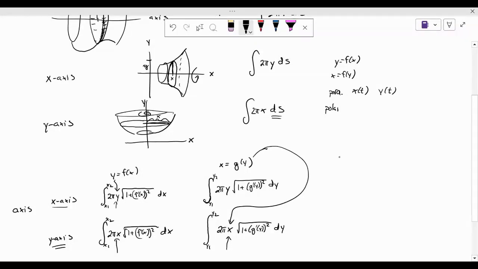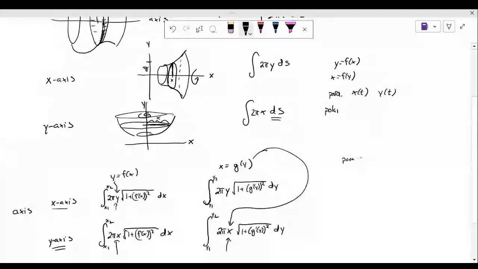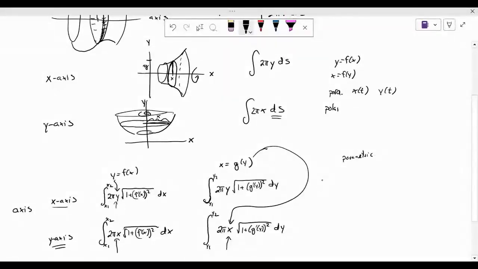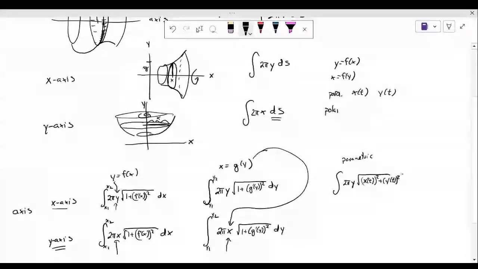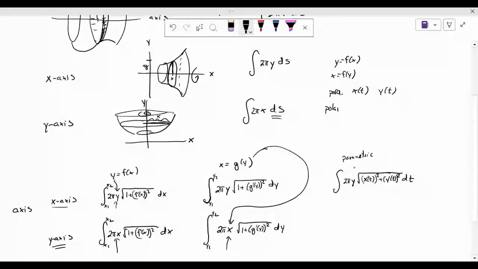So what about parametric curves? It's the same, except our ds is going to look different. You get 2 pi y if you rotate about the x-axis, but x and y are functions of a parameter, say t. So ds, as we know, will look like that. And of course, you would replace y with whatever it is equal to in terms of the parameter. Likewise, here you would have to replace x with whatever it's equal to in terms of the parameter.